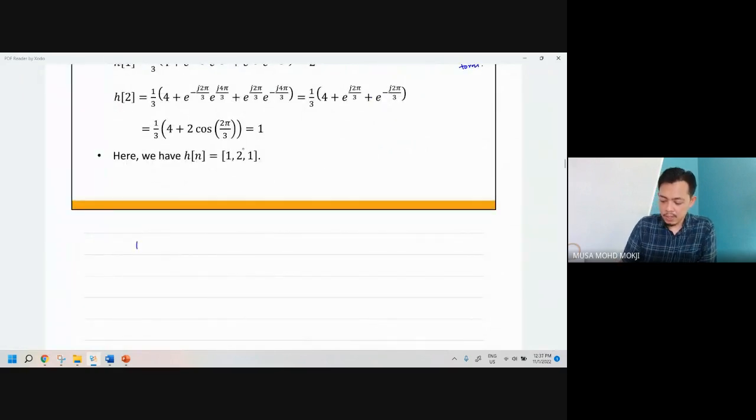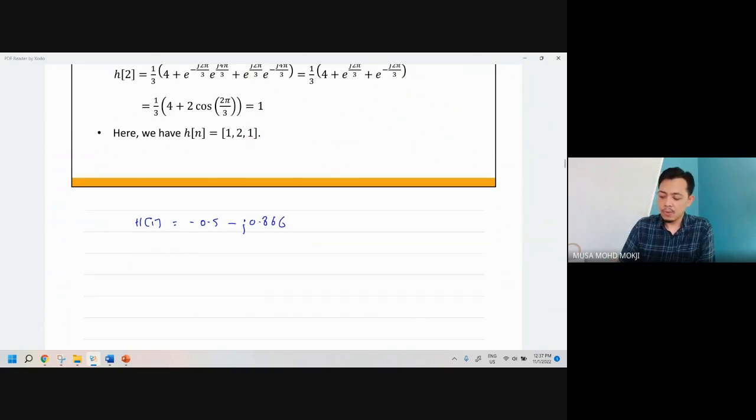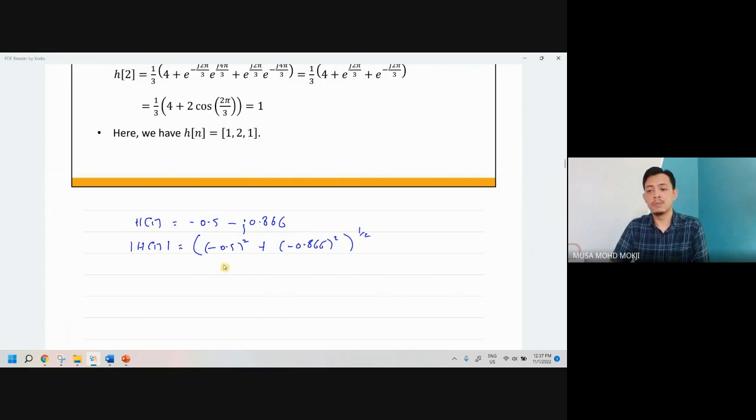So let's say we have our H1, which is equal to minus 0.5 minus j 0.866. So what is the magnitude? The magnitude will be the square root of minus 0.5 squared plus minus 0.866 squared. So that's the magnitude. Okay, if you do that, you should get equal to 1.